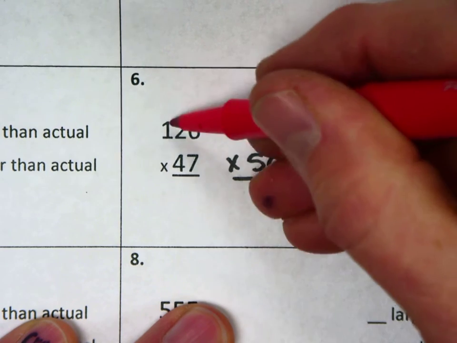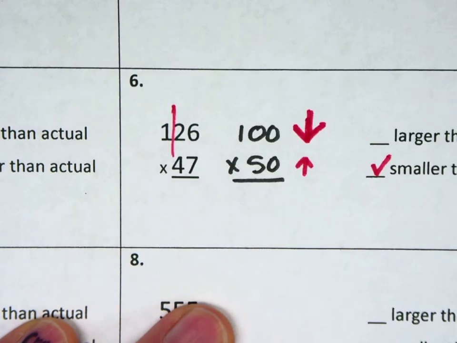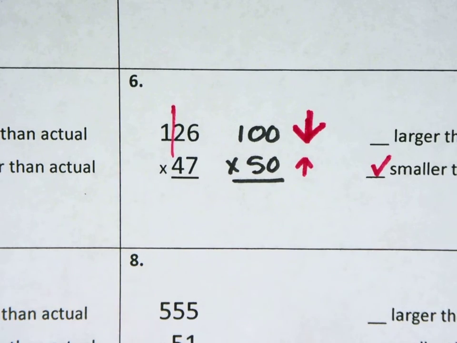And if you see here, really it's like you're doing front end estimation on the first one and then just using traditional rounding on the second one. And again, that's okay. The purpose of estimating is to know if you're close enough or not.